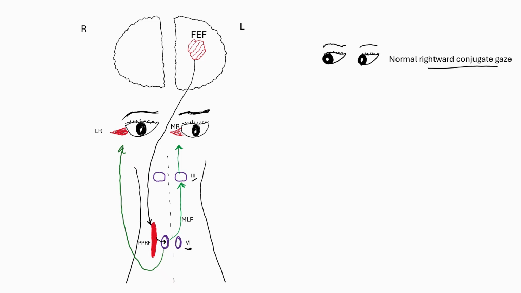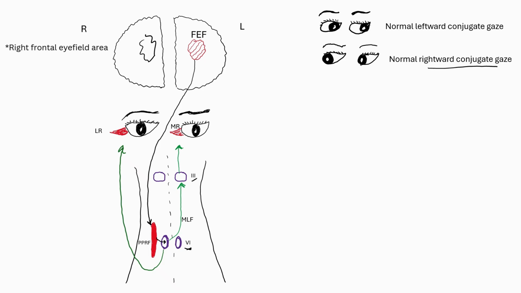Likewise, when we want to look towards the left side, the left frontal eye field area would fire and then reach the paramedian pontine reticular formation of the left side, which then supplies the sixth cranial nerve and then the third cranial nerve of the opposite side.